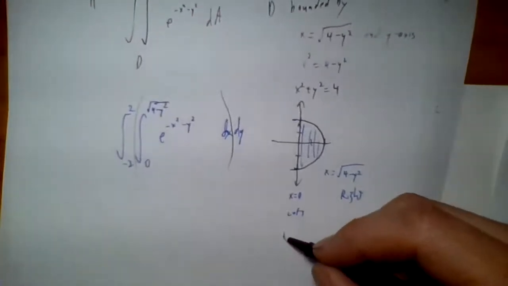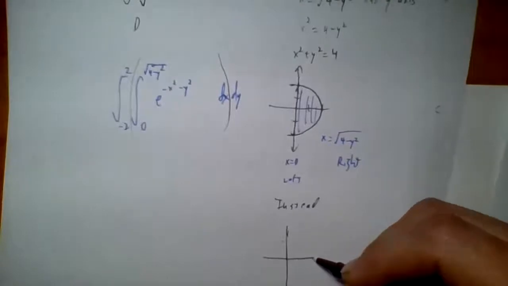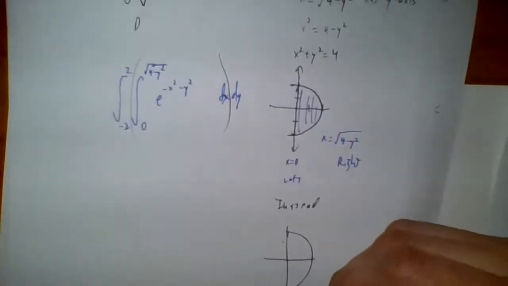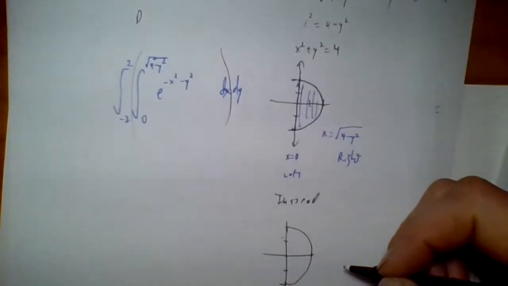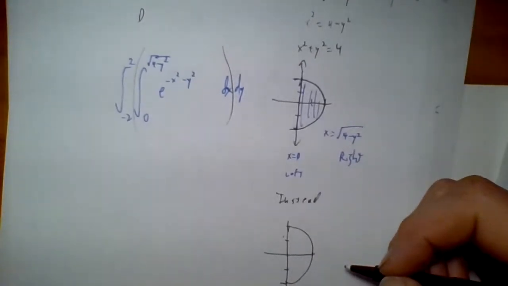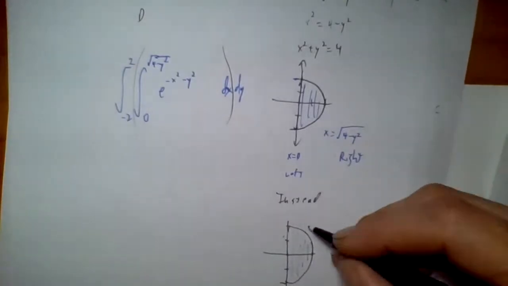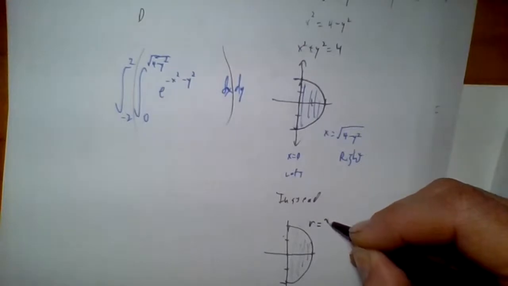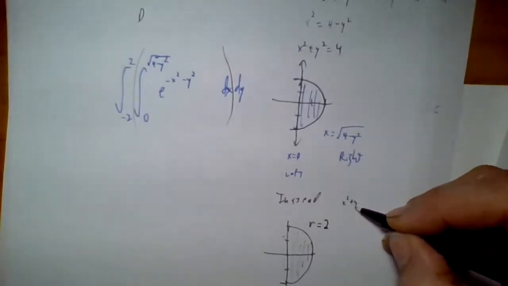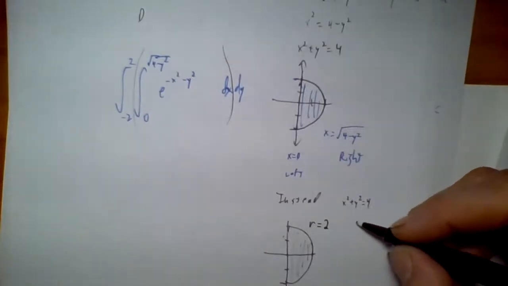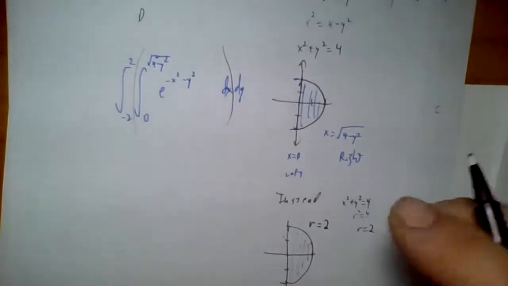So instead, we're going to take that same picture, same semicircle, and put the polar equations down that we're dealing with. All of this stuff is the same. This is just the circle r equals 2, right? x squared plus y squared equals 4 means r squared equals 4. r equals 2 is that circle.